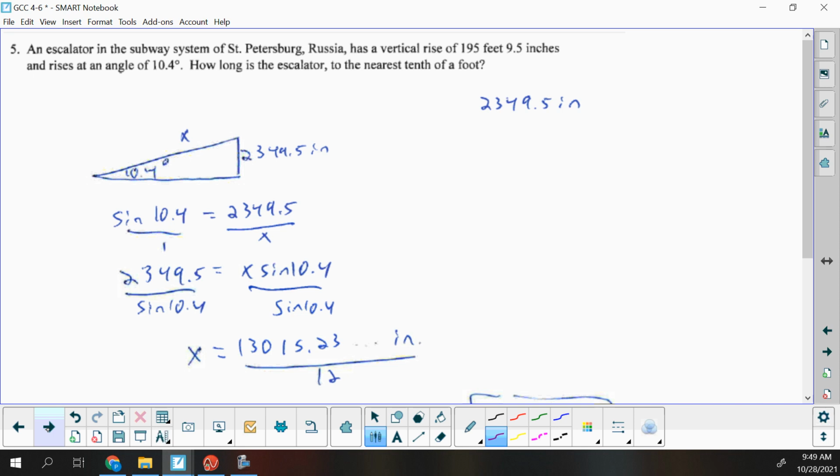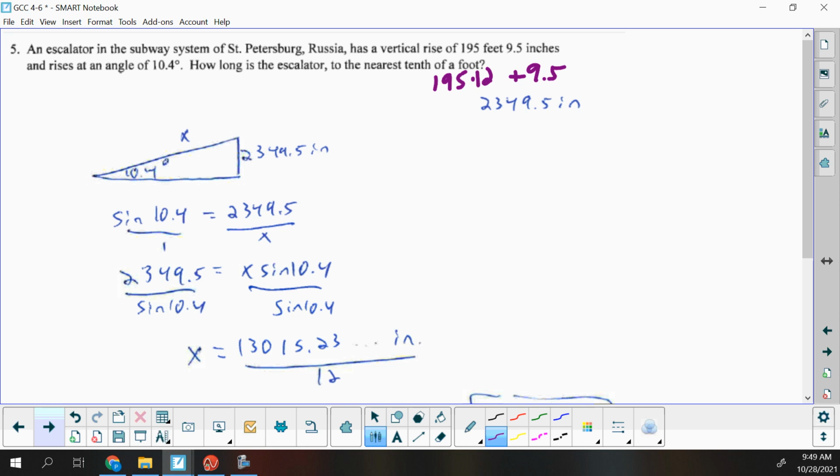Five, we had to draw the picture. Anytime you have to draw the picture, it makes it a little bit more difficult. Notice they gave us feet and inches. Well, we need to convert that into all inches. So you do 195 times 12 to get those inches, and then add on the 9.5, and that's where we get the 2,349.5 inches. Well, that was the vertical rise.